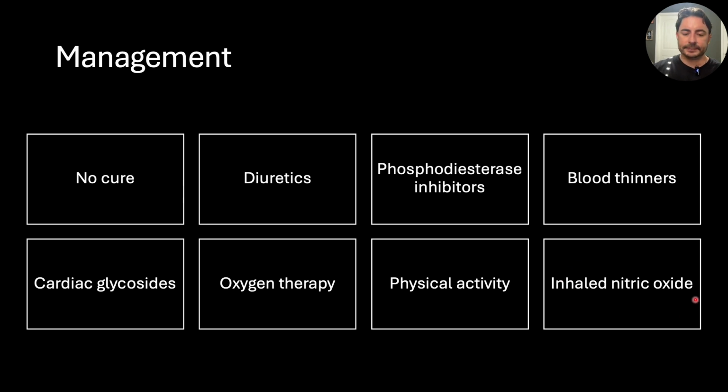This is the only FDA approved treatment for pulmonary hypertension. And the thing with nitric oxide is if it doesn't fix it in the first 24 hours, most likely it's not going to fix it down the line. So we just want to be aware of nitric oxide and our utilization of it with our patients.